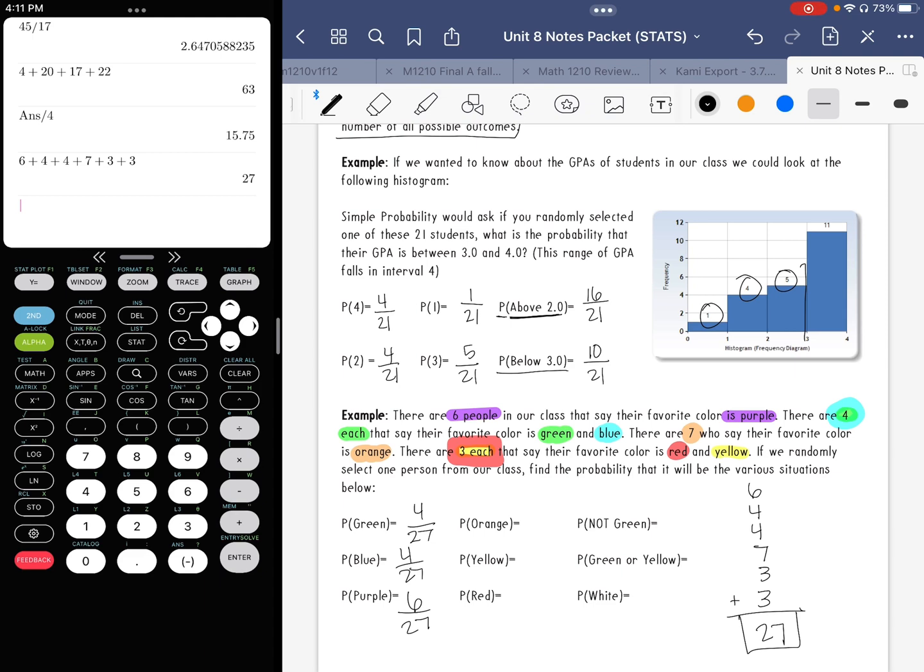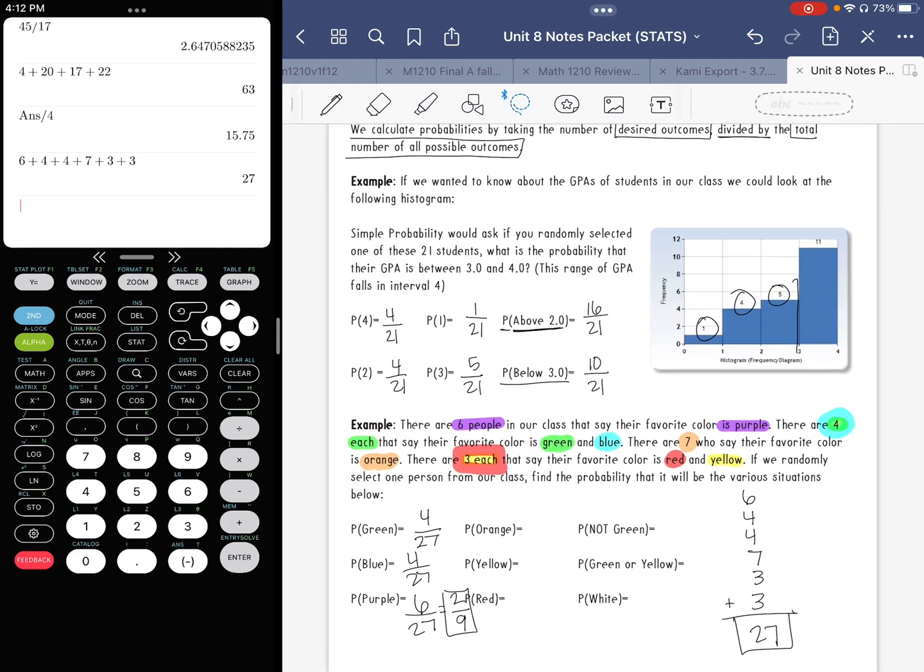Here's a good example of a fraction that can be reduced. This should actually be 2 over 9. Okay? One way you could read that is there's a 2 in 9 chance. Okay? And that's why you should reduce whenever possible. It just makes more sense to people. Okay, so for orange, we had 7 that said their favorite color was orange and 27 total people that we asked. So I want you to try and do yellow and red on your own. I will tell you yellow and red can both be reduced, so make sure to do that.